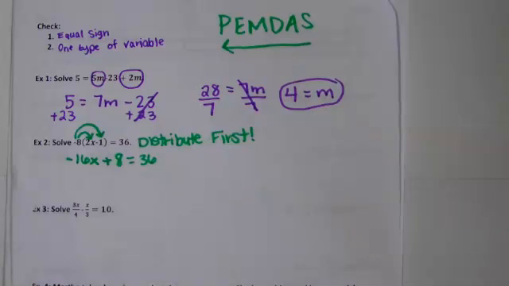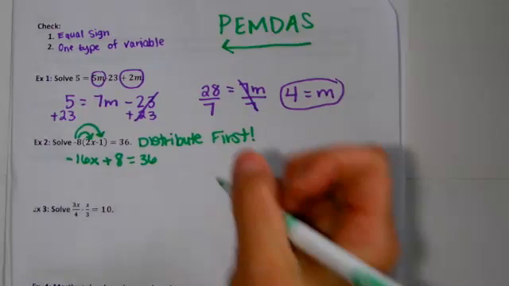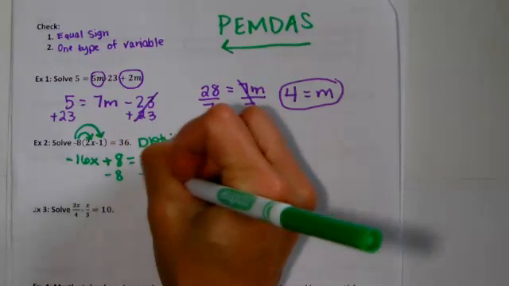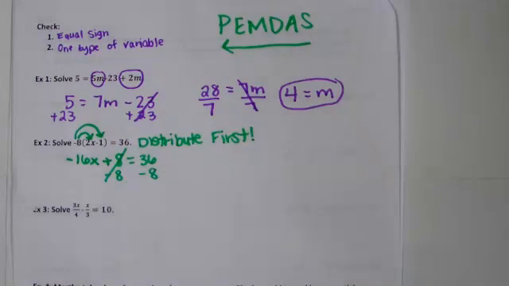Once the parentheses are gone, now we do PEMDAS backwards. And we're going to undo an add or a subtract first. So what's our first move from here? Go ahead, Ivan. Negative 8. That's right. So negative 8 here. Cross it out.